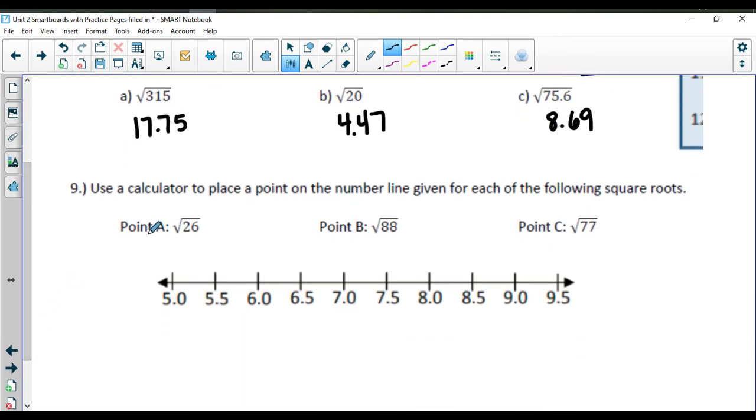For question number 9, use a calculator to place a point on the number line given for each of the following square roots. So the square root of 26 is going to be about 5.1, which means over here, this is going to be point A right here. The square root of 88 is going to be 9.38. So it's going to be right over here. So we're going to call that B. And then over here, the square root of 77 is going to be about 8.77 using our calculator. So that'll put it just right in between these two right here, letter C.